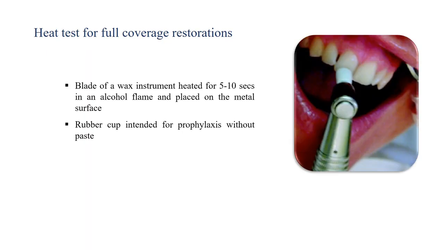In case of full coverage restorations, we can use a wax instrument blade, heat it over a flame and place it on the metal surface, or we can use a rubber cup, and the running rubber cup is placed on the surface of the crown for a few seconds. When this runs, it generates frictional heat, and then the heat will elicit the response.